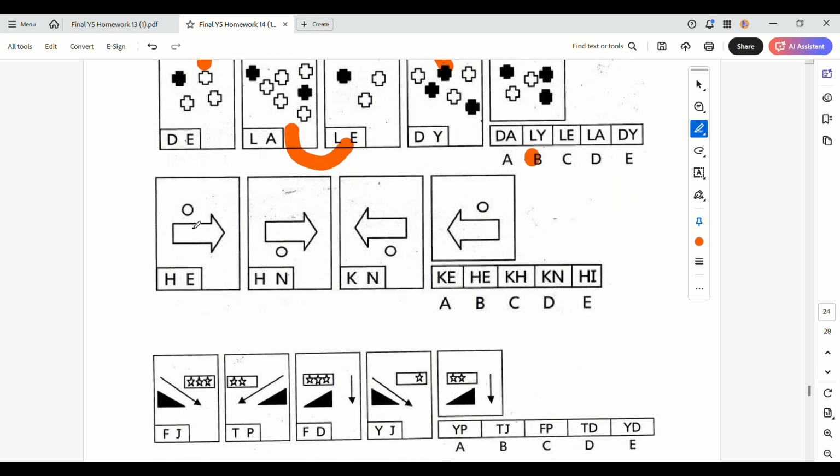Next question. Arrow to the right, arrow to the right. It seems to mean H. Arrow to the left would mean K. This is going to start with K. Let me write it in, K. And then N and N seems to mean circle at the bottom. E means circle at the top. Okay, so it's going to be K-E, which is option A.